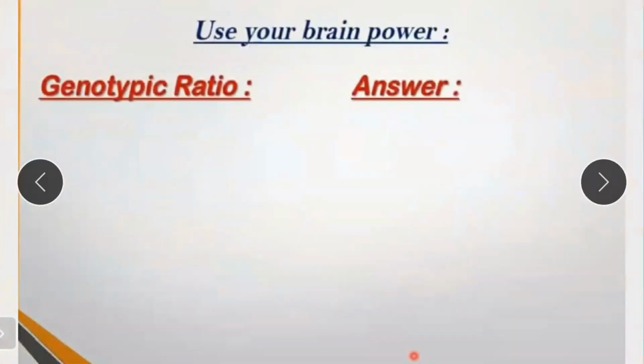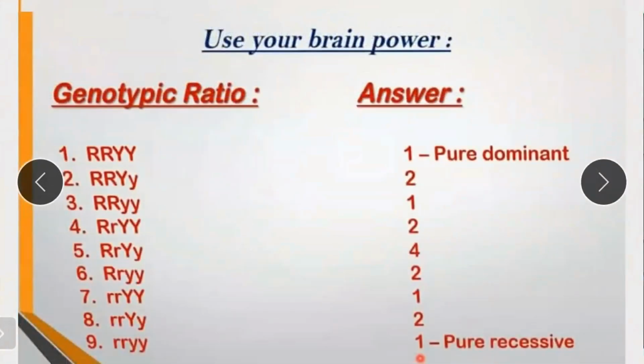What about the genotypic ratio now? Use your brain here. What is the genotypic ratio? Now see, here the numbers are given. Purely capital means round and yellow. How many pure dominant? Only one. Then pure recessive, you can see in this chart, all are small in the last number, so it is pure recessive. Okay. This one, round and yellow, how many? 2. Round and yellow? 1. In this way, you have to find out the genotypic ratio.